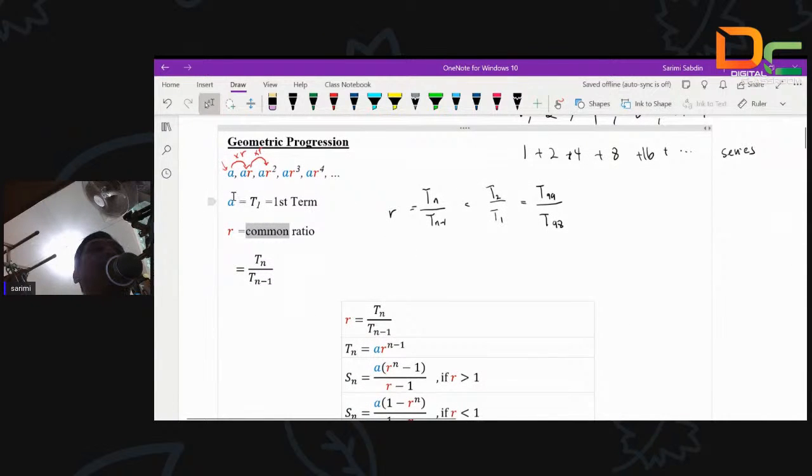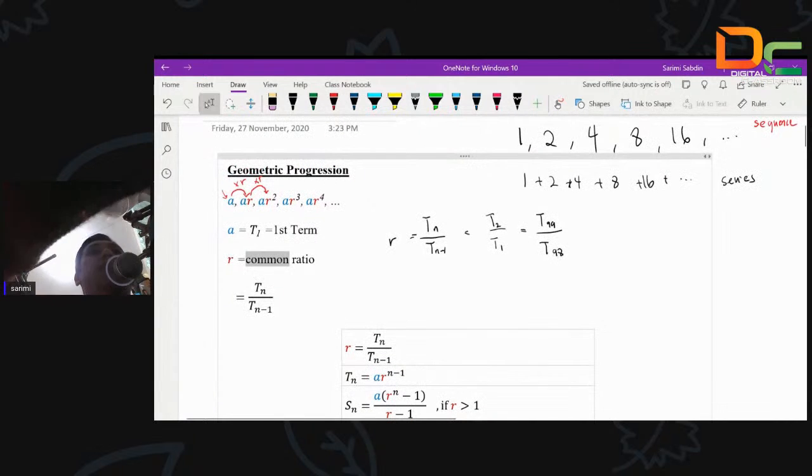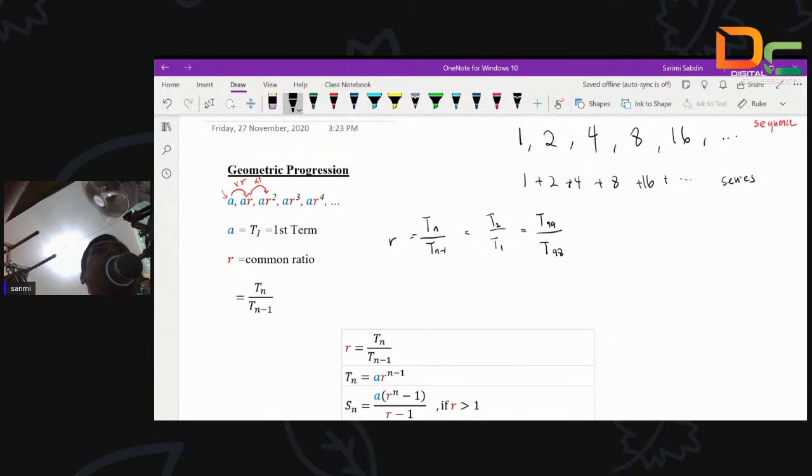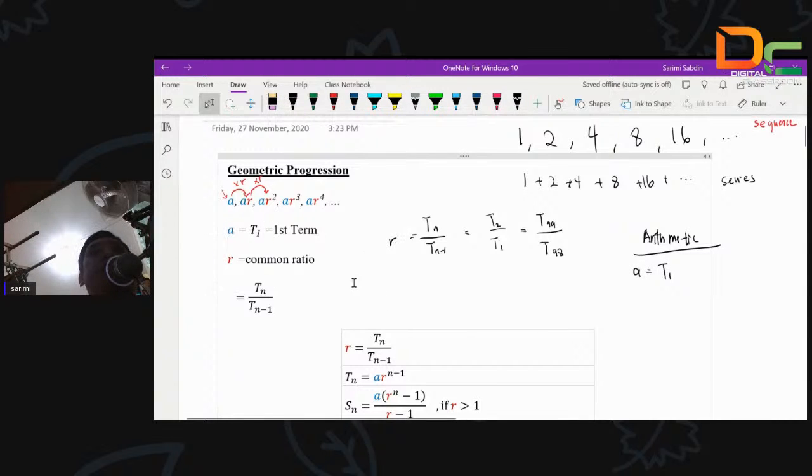Right, and the first term, which is A, is a special piece of information that we need. Sometimes we call it T1, or in general we call it A. Like the arithmetic sequence, we also have A, which is the first term. So the same with the geometric progression, we also have the first term. A is the first term.